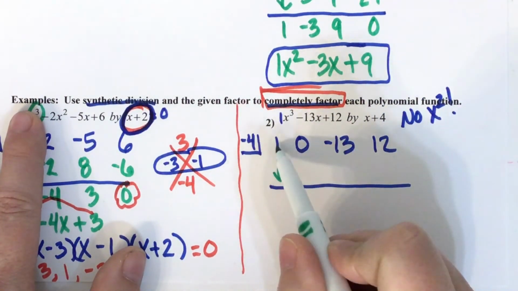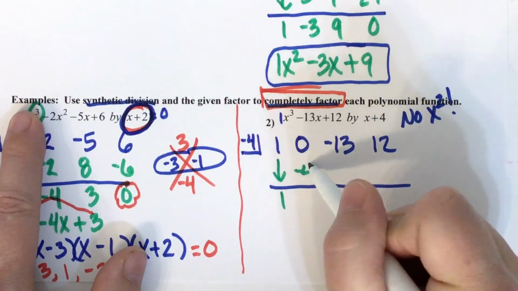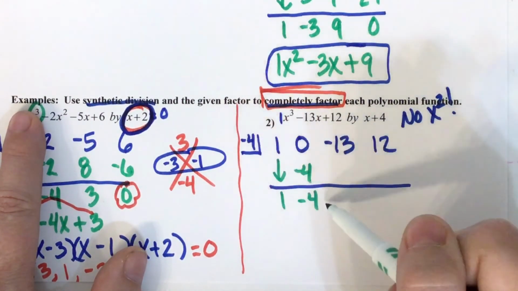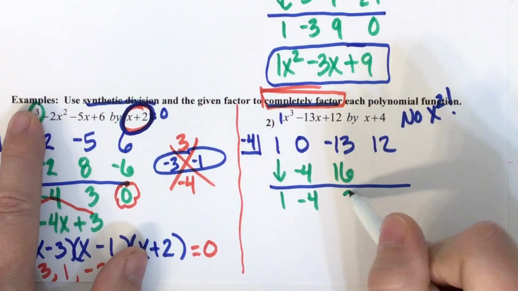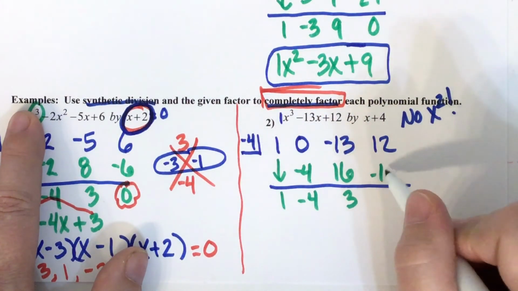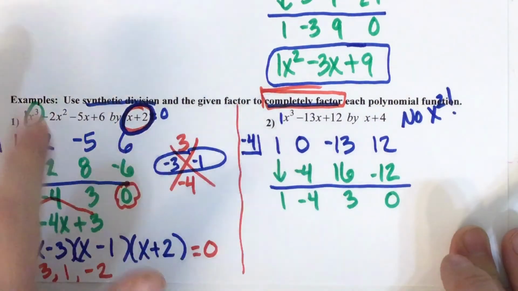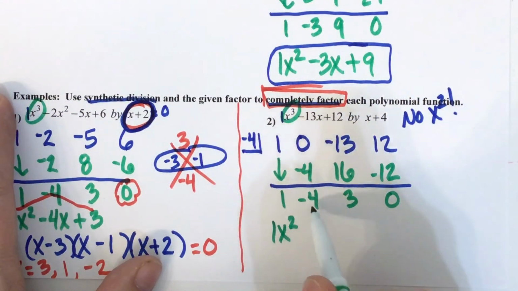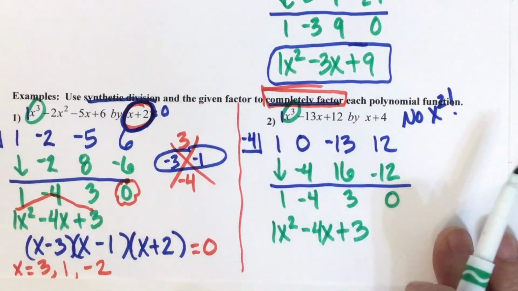Okay, bring down the first number. Multiply. 1 times -4 is -4. Add them up. -4. Multiply. +16. Add them up. +3. Multiply. -12. Add them up. 0. And so now let's write our answer. So it started off x cubed. So this 1 is in front of an x squared. The -4 is in front of the x. The 3 is the constant. And 0 is the remainder.